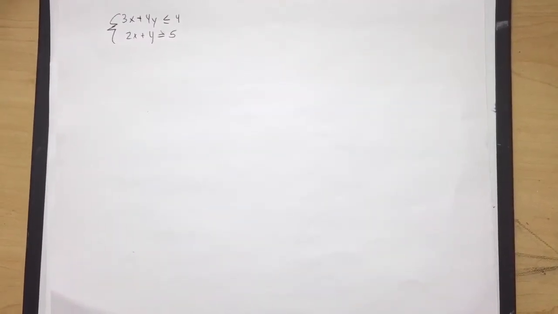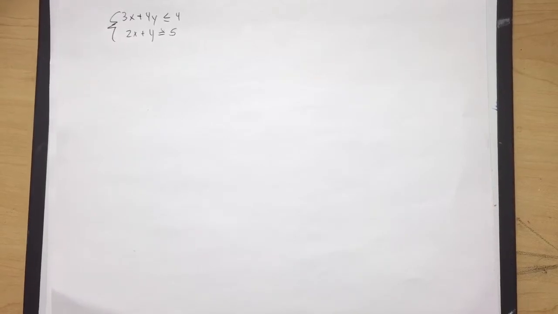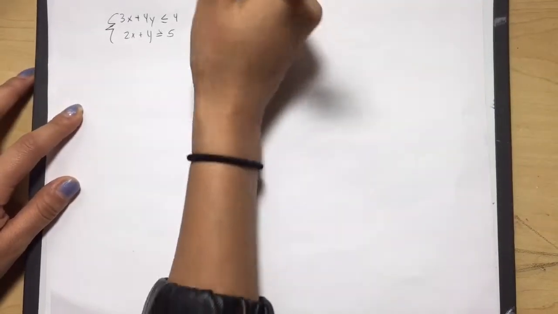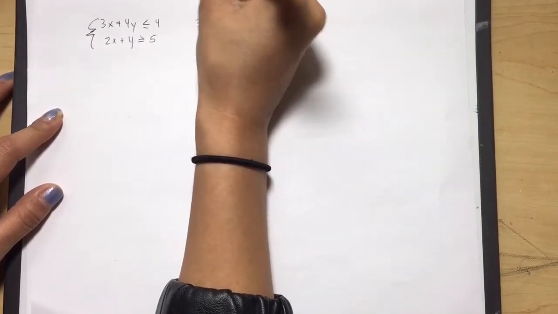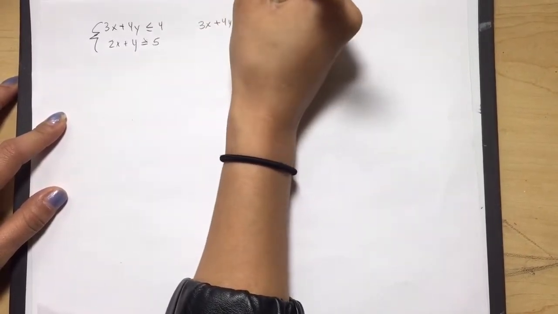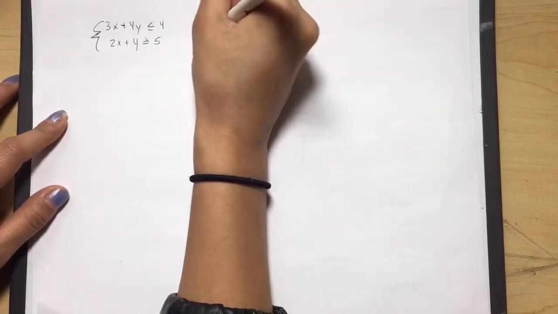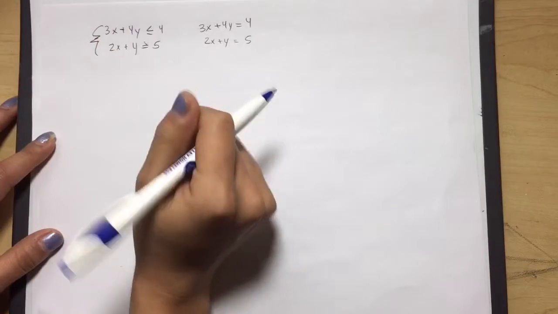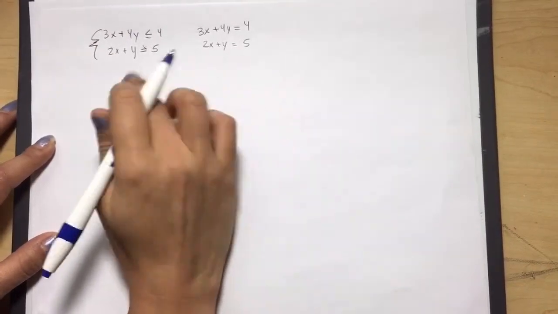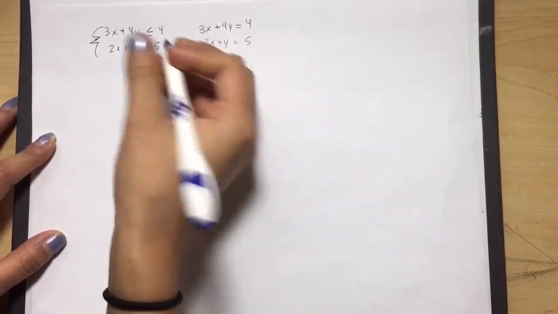Okay, from there you have to change the inequalities to equalities, and to do that you just make them equal. After you're done changing them to equalities, you have to graph them.